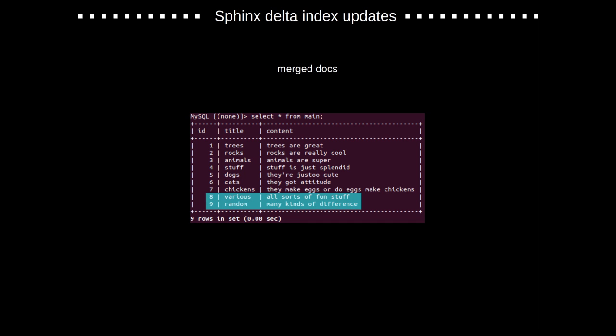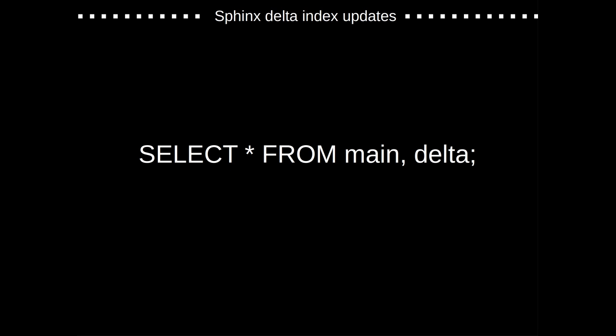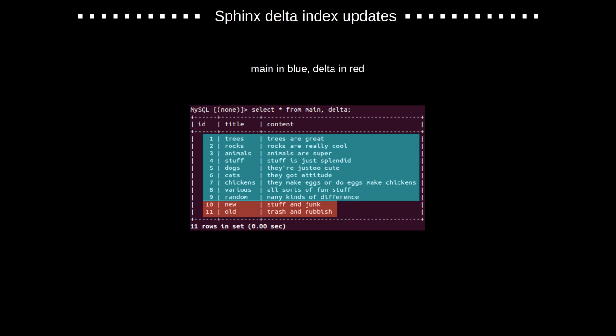Now, let's imagine that we've received a couple more new blog posts or forum posts, and we've updated the delta, and we have our archive posts in the main index. We can search them both and get our data lumped together by listing the indexes separated by a comma. We'll get a result set that looks like this.